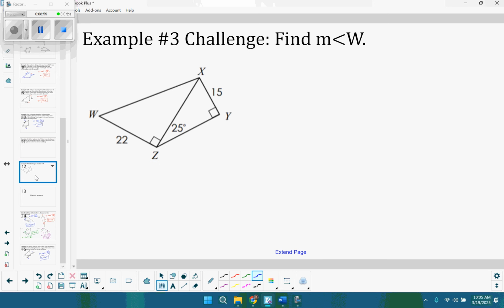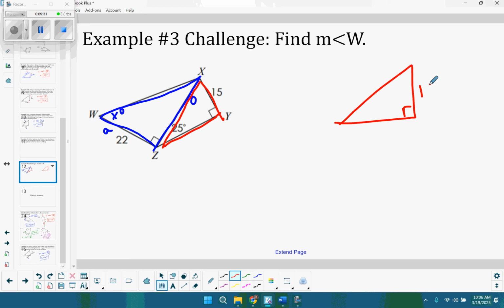Our last example is actually a challenge. We're going to find the measure of angle W. So in this triangle, if I want angle W, I know the adjacent side right now, but I don't know either other side. And I do need to know two sides to do this. What I can do is use this side, which is my opposite, once I find it. To find it, I'm going to use the other right triangle. And in the other right triangle, this side is 15, this angle is 25 degrees, and we need the side xz. So I'm going to make it another variable. We're going to call it y for right now.